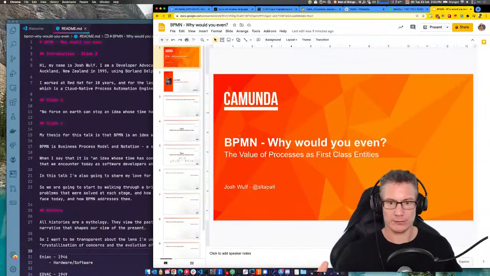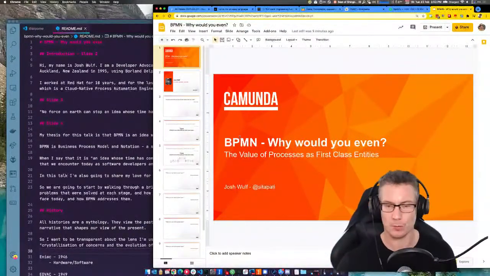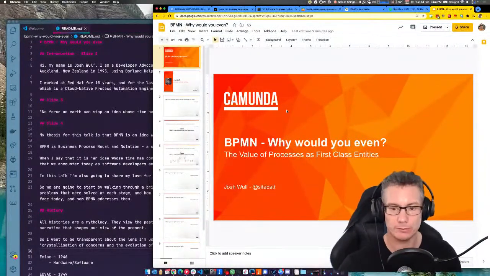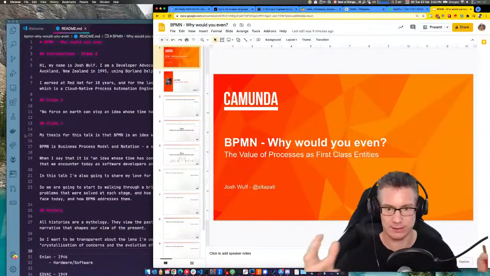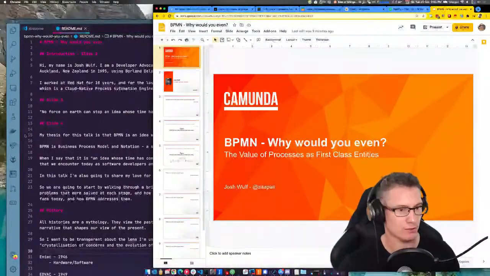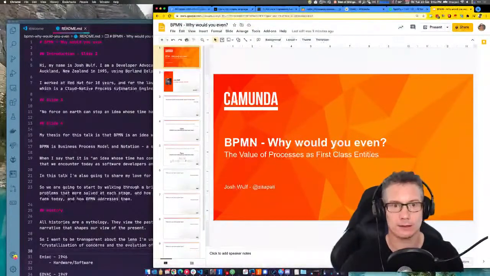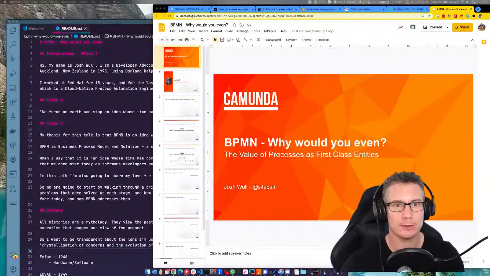BPMN, why would you even? So I'm just going to walk through this thing, assemble it, and talk my way through it. It's going to serve as compilation and rehearsal. I've been crystallizing these ideas over the last couple of weeks, and it's time to bring them all together into one amazing presentation. Okay. We close that because it's company confidential.